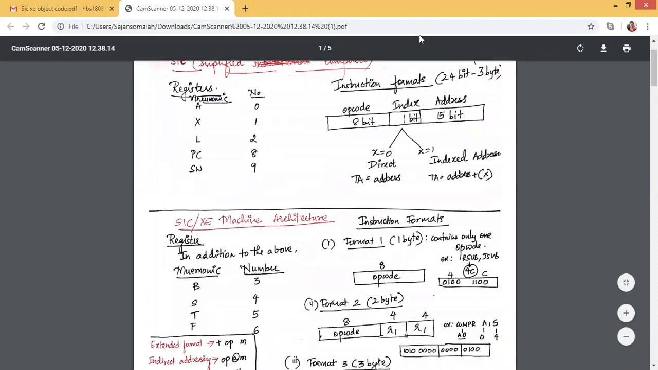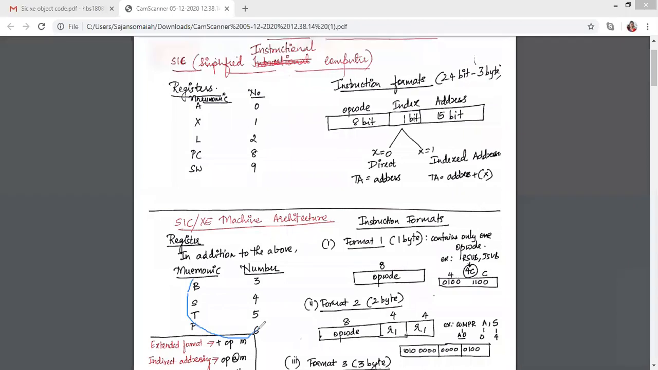additional registers that are provided in the SIC XC architecture, which are B, S, T, F. B is for base register, which has the number 3. S and T are general purpose registers, which have 4 and 5 respectively, and F is a floating point register, which has 6.